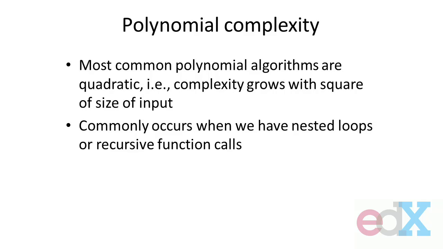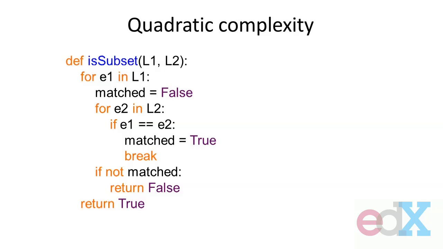Polynomial complexity says I've got an algorithm that grows as n to some power. Most common polynomial algorithms are in fact quadratic. They grow as n squared, or some size parameter squared. These commonly occur when we have nested loops or when we have particular kinds of recursive function calls. So let's look at an example. This is probably a good example of a very common kind of quadratic complexity. This is a little algorithm that's going to decide whether, given two lists, one of them is a subset of the other. That says, is every element of L1 in L2?